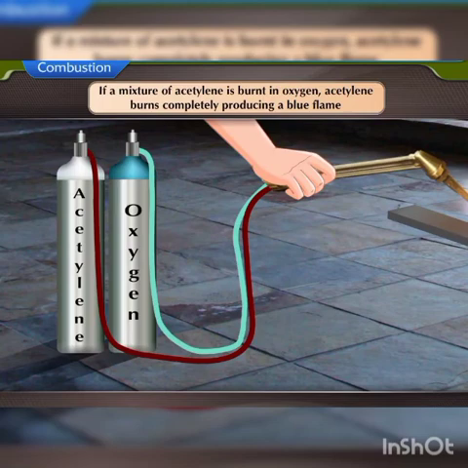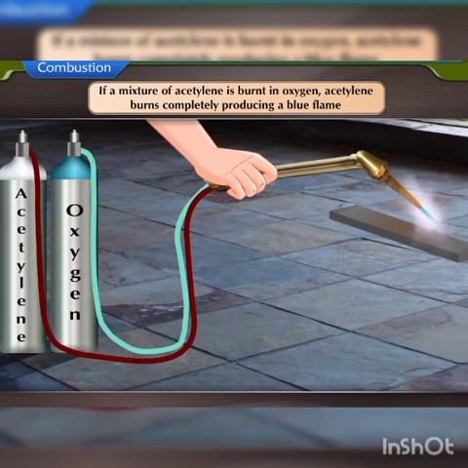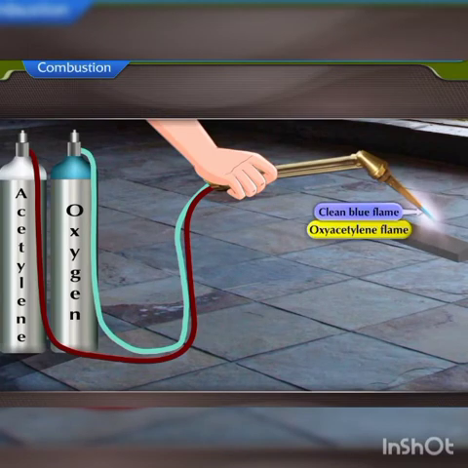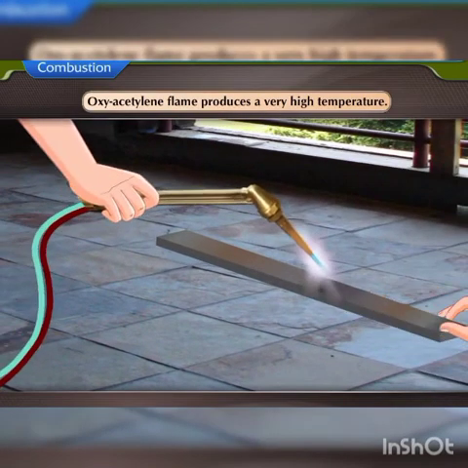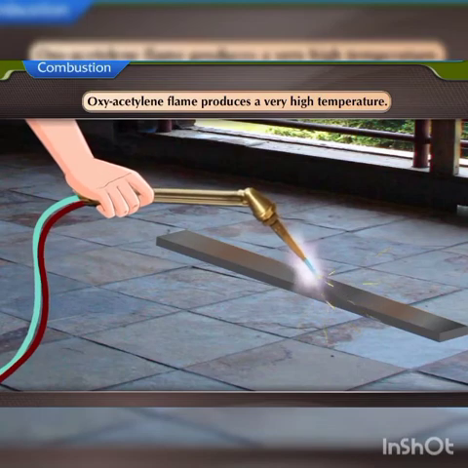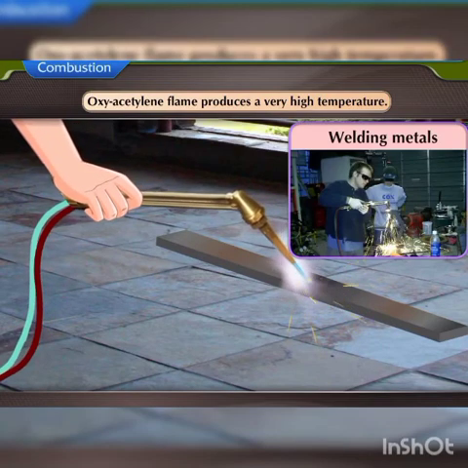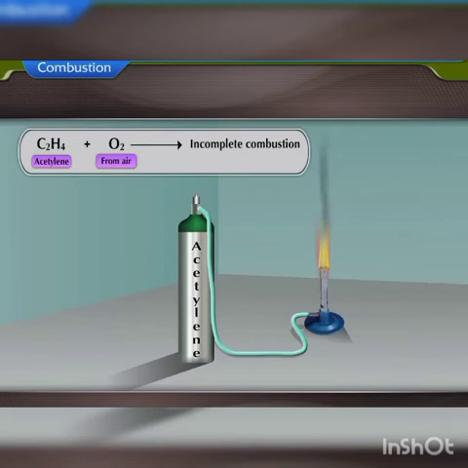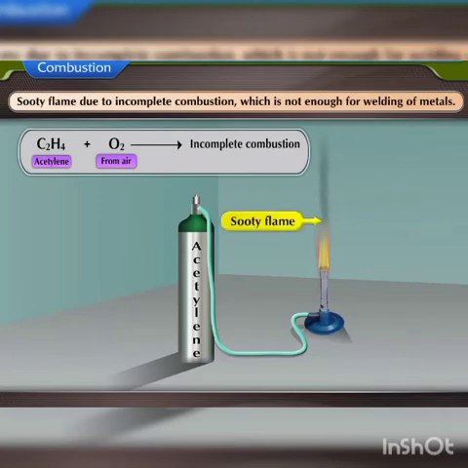If a mixture of acetylene and oxygen is burnt, acetylene burns completely, producing a blue flame. This is called the oxyacetylene flame. The oxyacetylene flame produces a very high temperature, which is used for welding metals. A mixture of acetylene and air cannot be used for welding because burning of acetylene in air produces a sooty flame due to incomplete combustion, which is not enough for welding of metals.